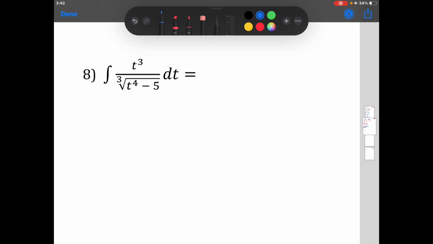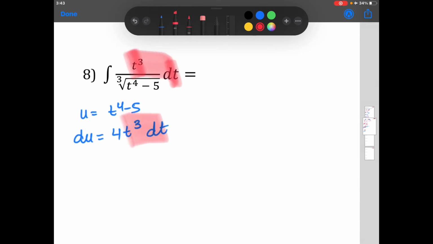Here again, what would you pick your u to be? Something that's in the denominator under the radical. So my u is going to be t to the 4th minus 5. Du is going to be 4t cubed dt. The derivative of 5 is 0. Right? Again, check what you have and what you want to replace. I have t cubed dt. I want to get rid of my 4. So what I'll do is divide by 4.